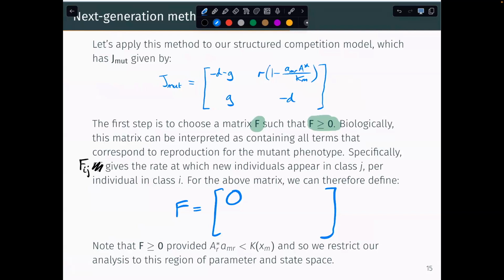The next entry is going to be exactly this entry here. So that term is going to be R times by 1 minus AMR A star over KM. Okay, so these are births, so new young individuals that are produced by adults, adult mutants.